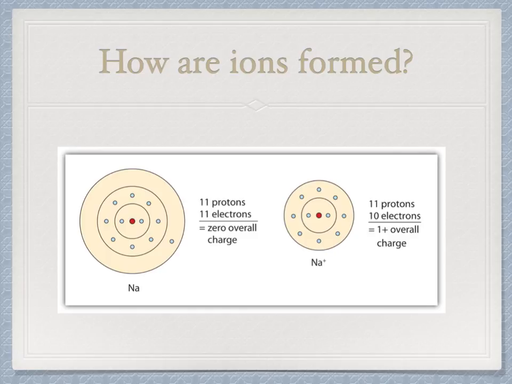Now, if sodium loses the electron, it's losing a negative charge. This means that the number of protons will be greater than the number of electrons, so the overall charge will be positive. So we say that sodium atom loses an electron, so it's lost a negative charge. This means that the ion of sodium is now positive.